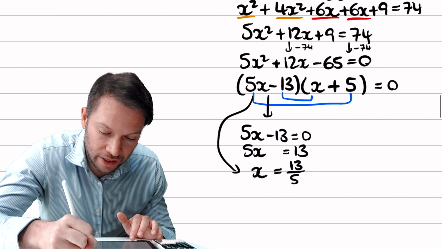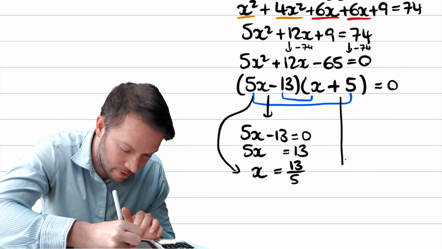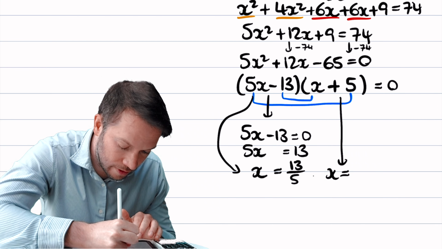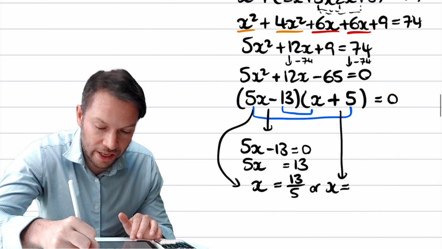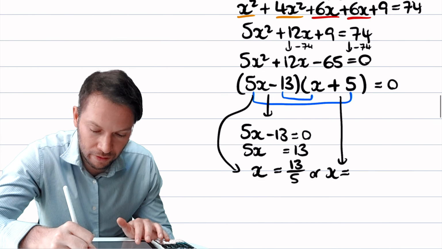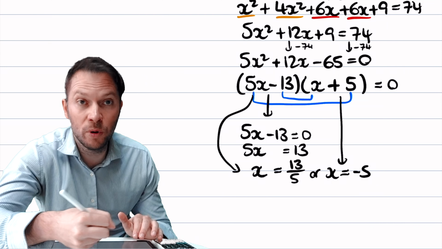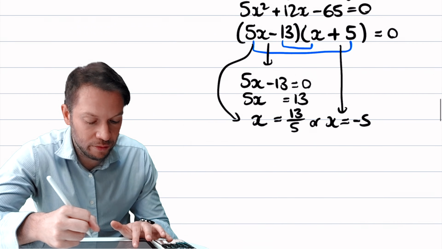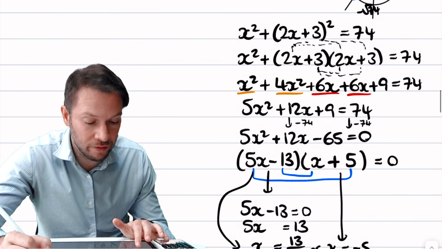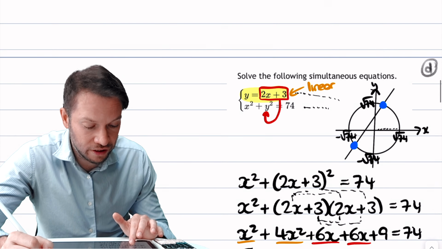And then the same here, x is going to be, if you negate that plus 5, becomes minus 5. So minus 5 would be the other solution, because minus 5 plus 5 would give you 0 in that second bracket. Right, so we've got the values of x. There's two different values of x, which will satisfy this equation.